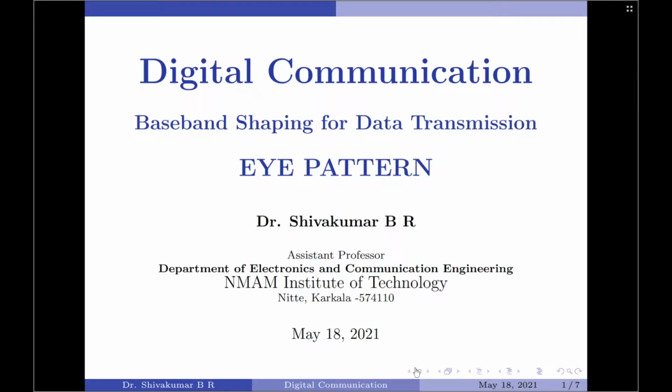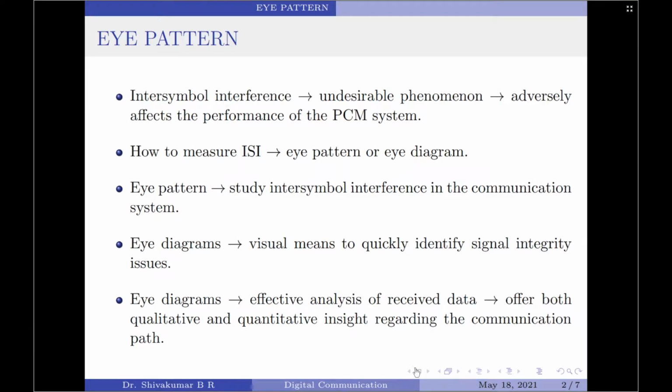In this video, I am going to provide a brief discussion on eye pattern. You should note from our previous discussions, we have understood that intersymbol interference is an undesirable phenomenon that adversely affects the performance of the PCM system. So, if you are asked how to measure the performance degradation due to intersymbol interference, the answer is eye pattern, which is also called an eye diagram.